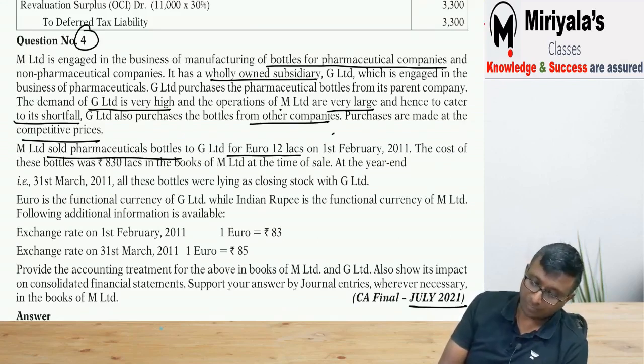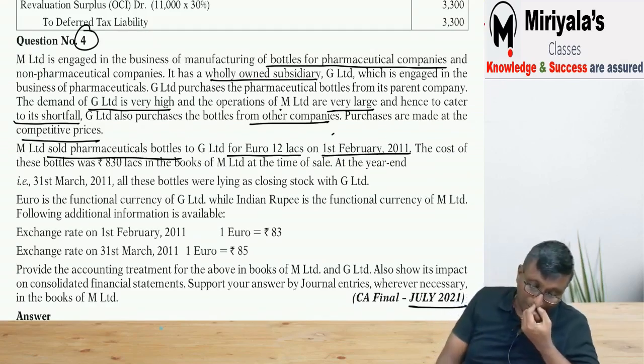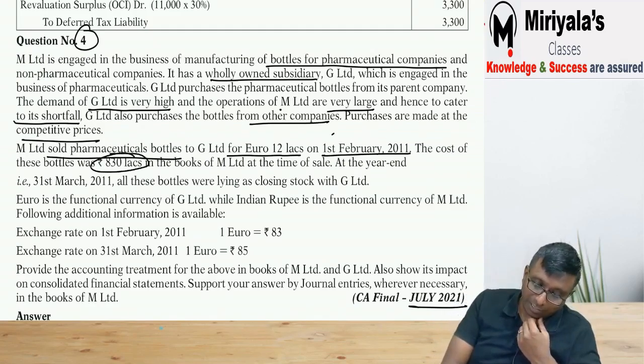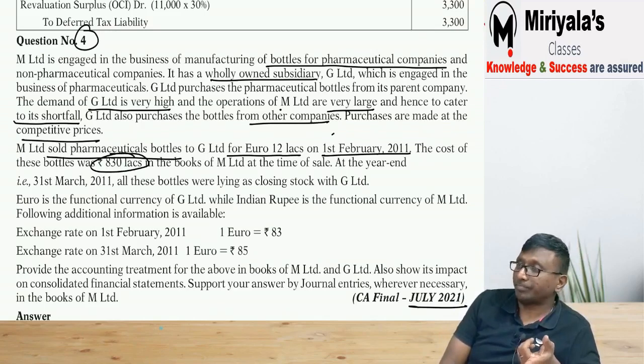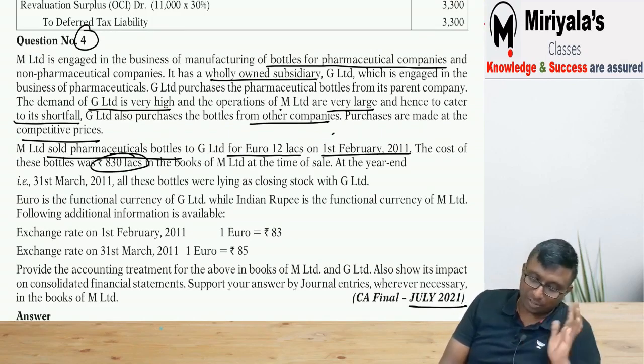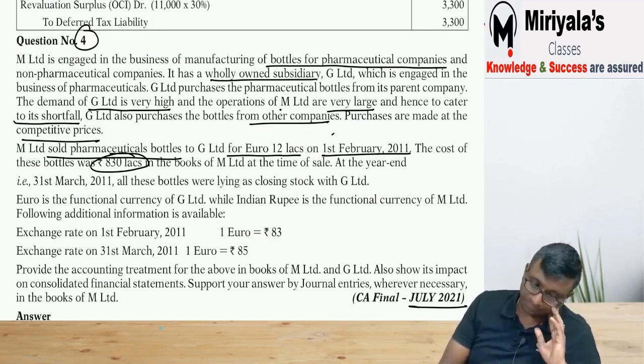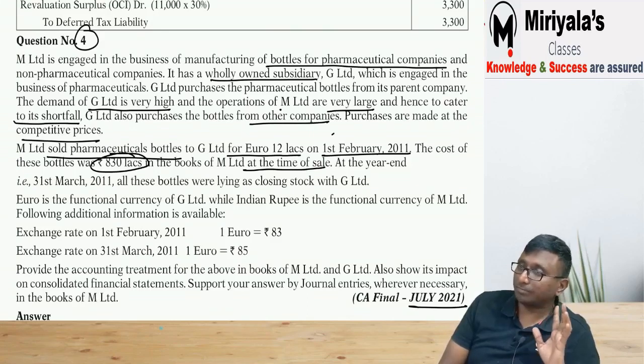12 lakh euros on 1st February 2011. The cost of these bottles is equal to 830 lakh rupees. Hello, 12 lakh into which rate have you applied? That date's rate. That means 830 divided by 12 gives a number. And that is at the time of sale. Yes, the rate on the date of transaction is used.